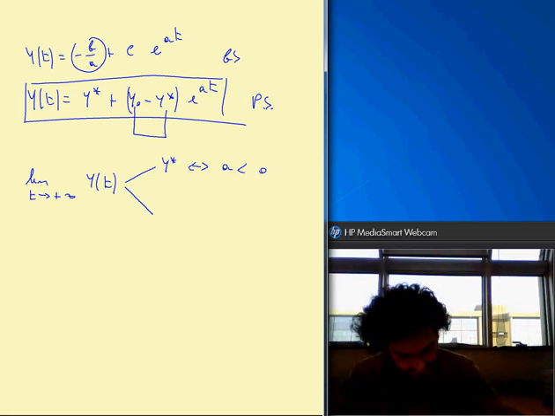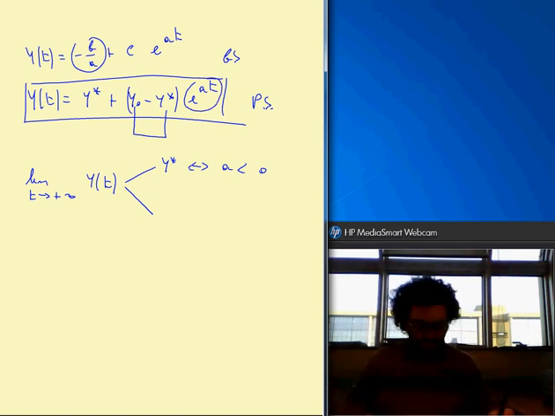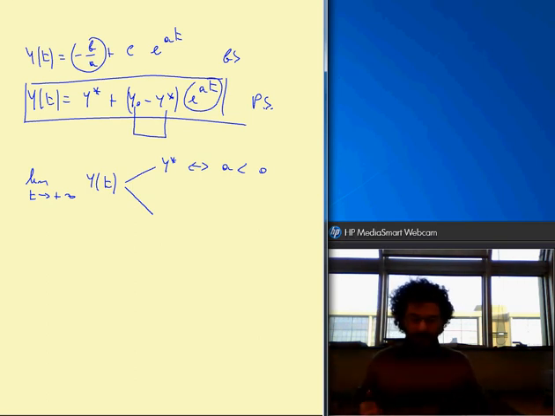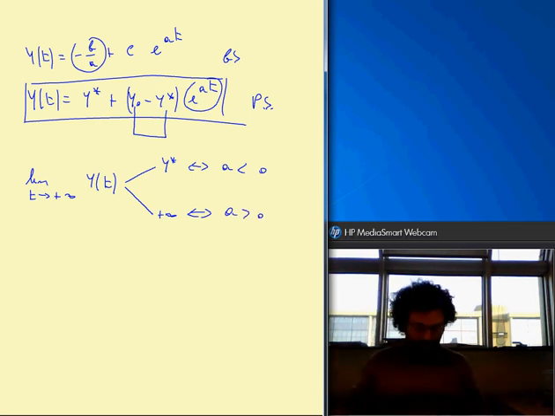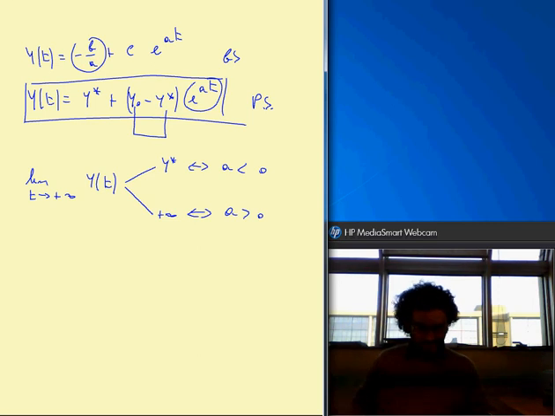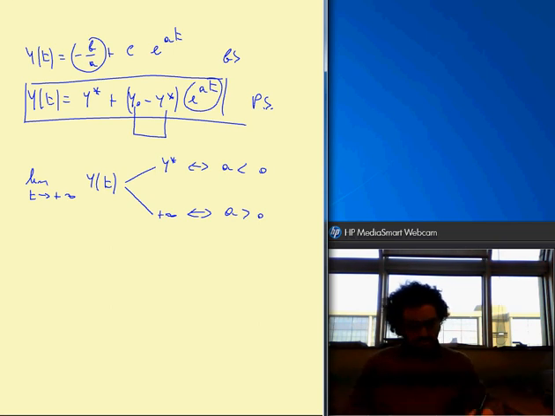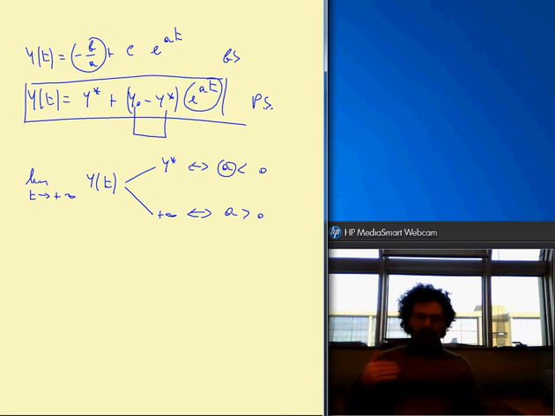because in this case the exponential term will go to 0, so y of t will converge towards y star. But this limit is equal to plus infinity if a is greater than 0. So in order to check the stability of our steady-state solution, we need to check the sign of a. If the sign is negative, our steady-state solution will be globally stable.